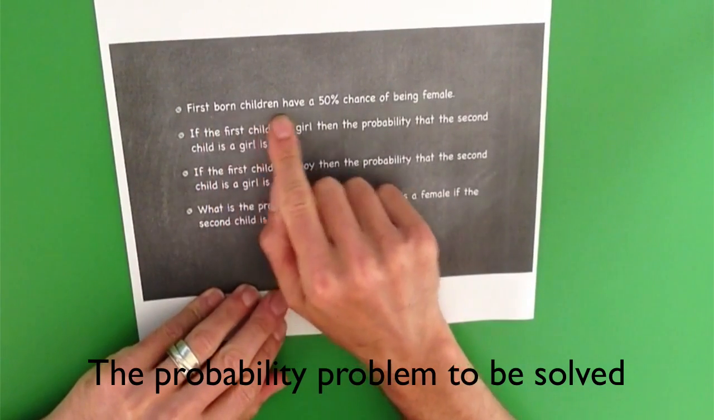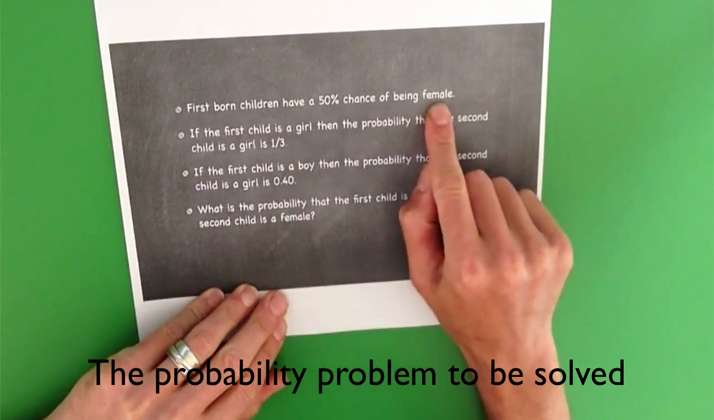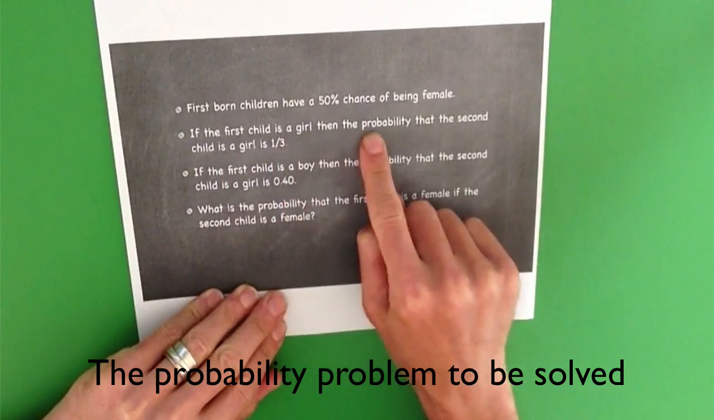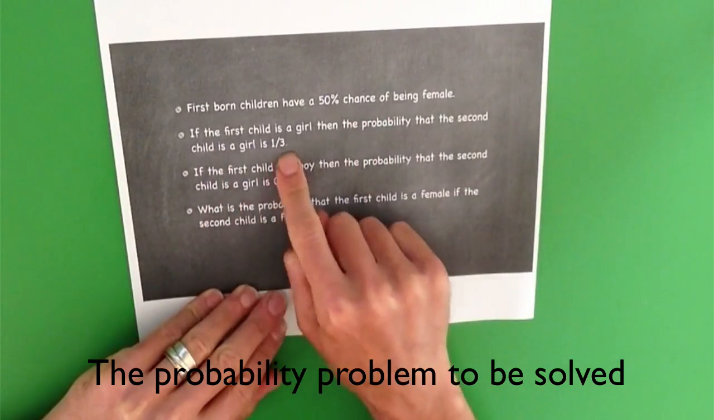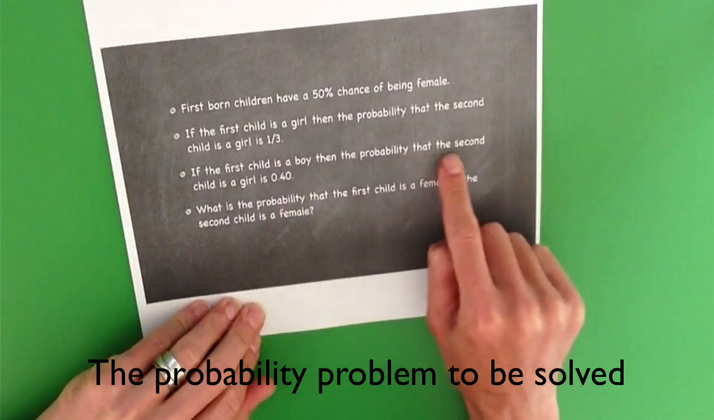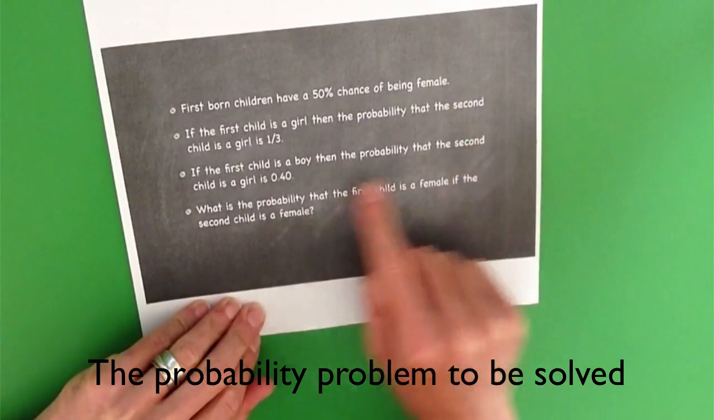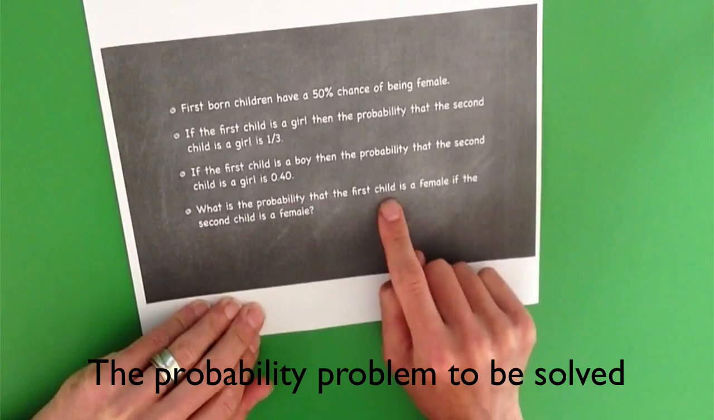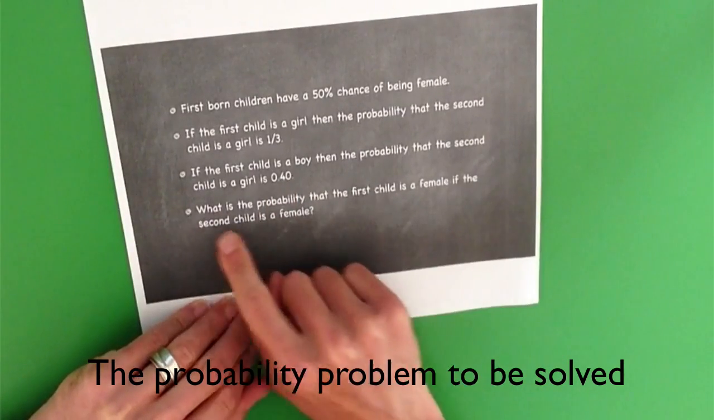Firstborn children have a 50% chance of being female. If the first child is a girl, then the probability that the second child is a girl is a third. If the first child is a boy, then the probability that the second child is a girl is 0.4. What is the probability that the first child is a female if the second child is a female?